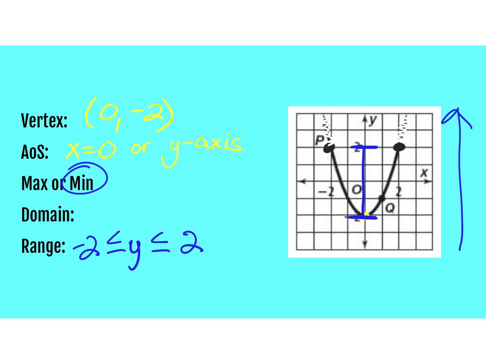Now the domain is going to be handled very similarly. So the domain goes from here to here. So it has a starting and a stopping point. So in this case, it also goes from -2, all the way up to +2. So this one's a little bit different. That's if you have those closed circles at the end.